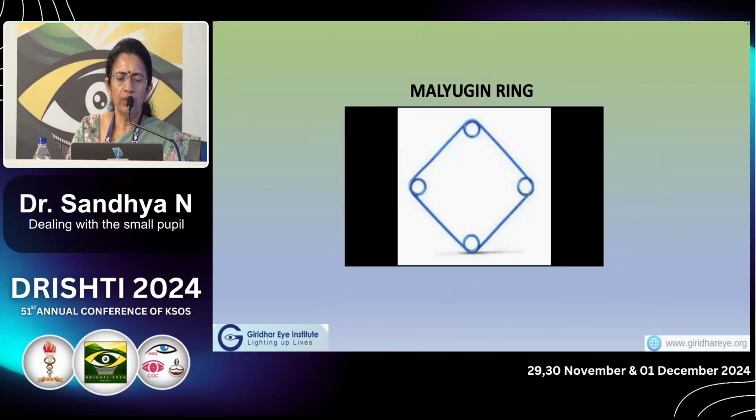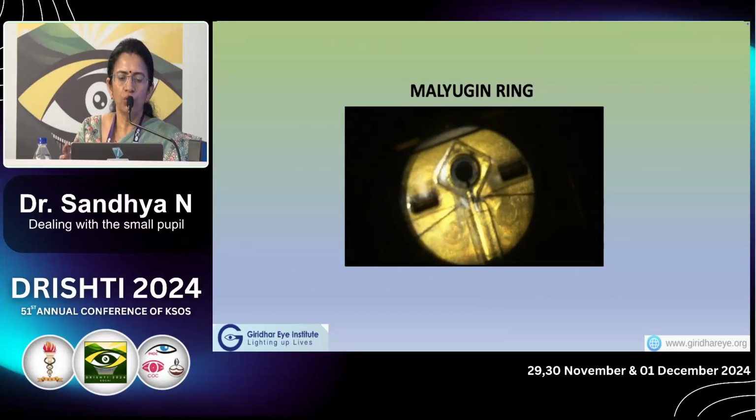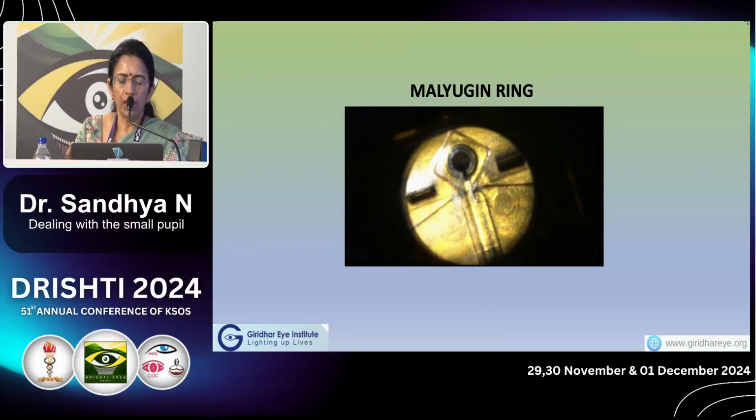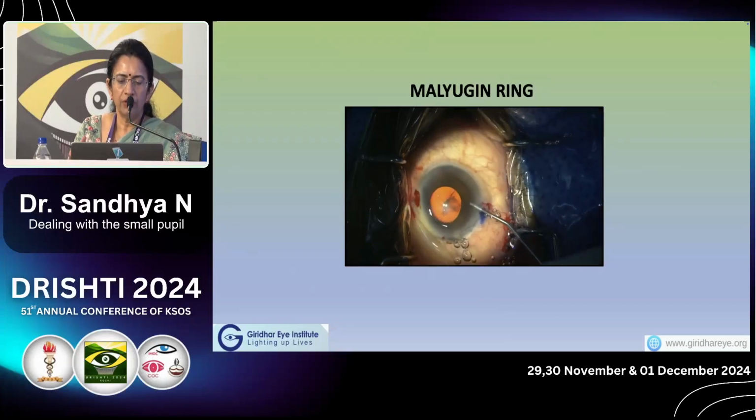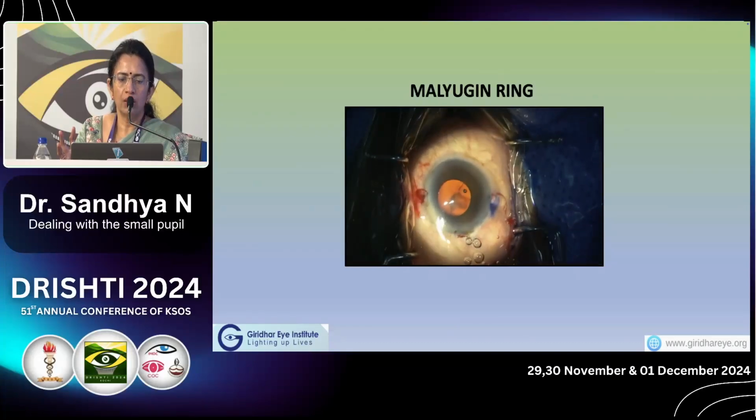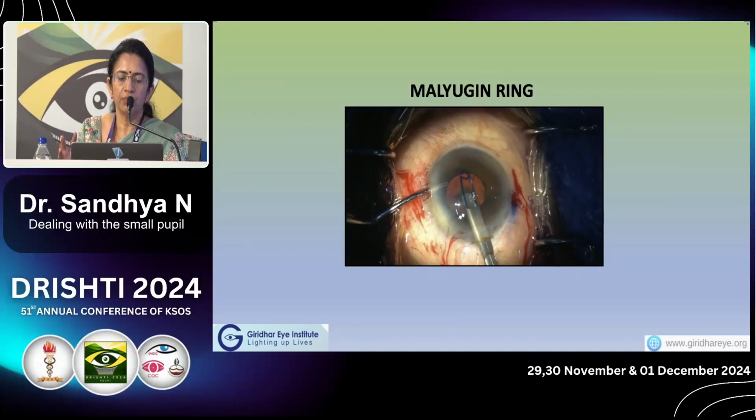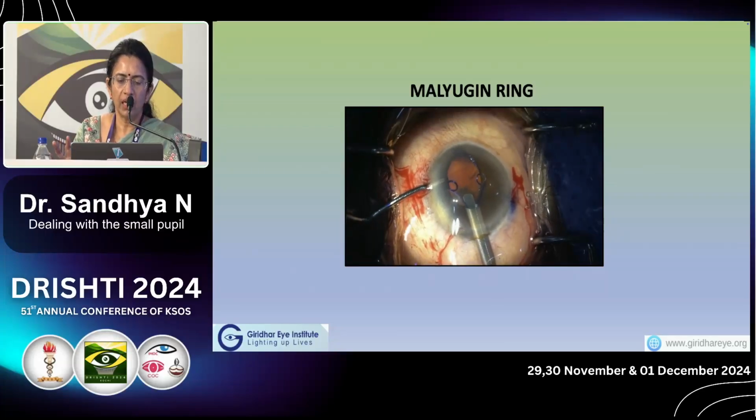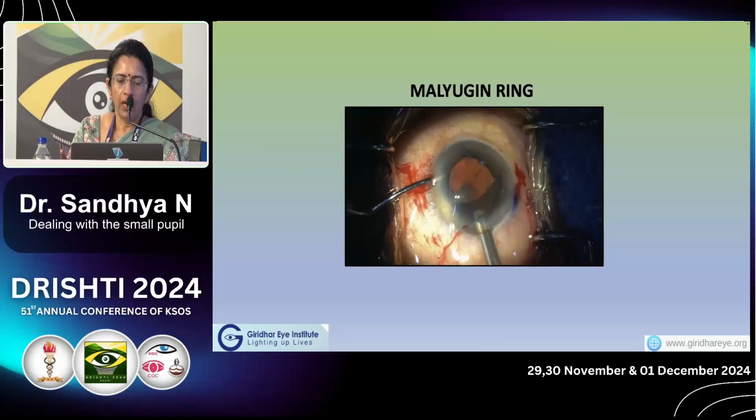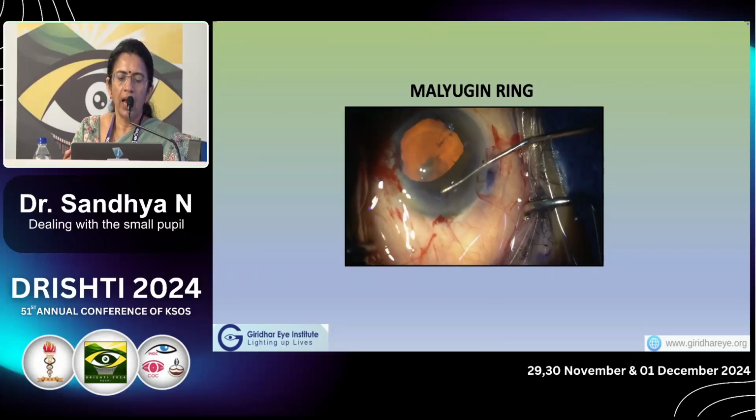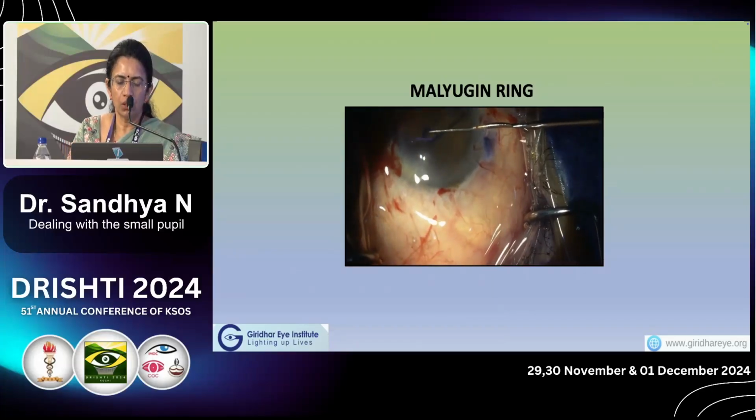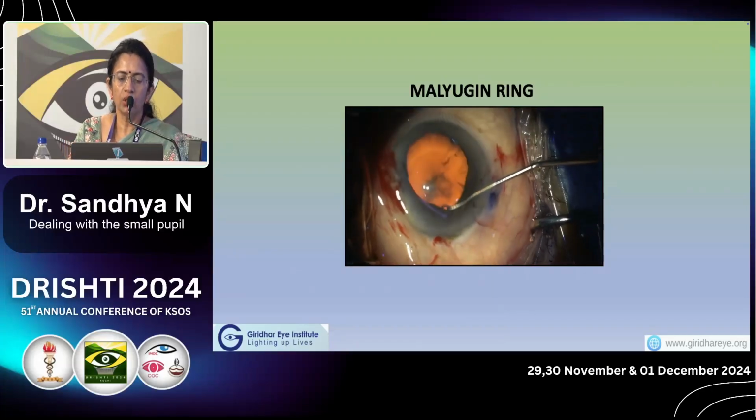Now this Malugin ring is a square shaped device made of polypropylene, and it has got 4 scrolls, and this comes in a preloaded manner and it can be withdrawn into the injector. Now all these devices should be inserted after nicely filling the anterior chamber with OVD. The distal and the 2 side scrolls got engaged at the time of insertion itself, and these can be inserted through even 2 millimeter corneal incisions, and the proximal scroll was engaged using a Sinskey hook.